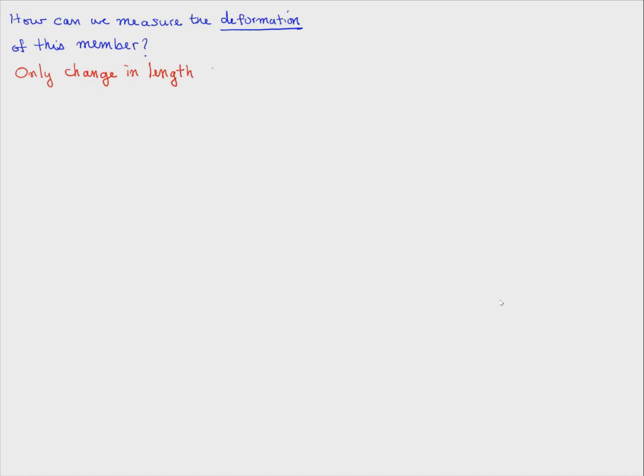In the last video, we saw how we compute the length of a truss member and the angle of a truss member. Now we think about how we can measure the deformation of this member. It's obvious that only the change in length of the member contributes to deformation and not the rotation of the member as a whole.